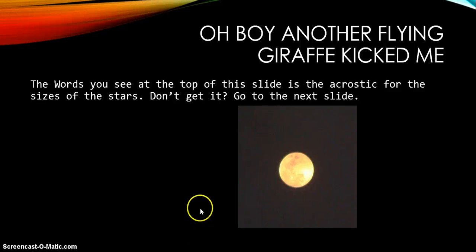Okay. Now I hope you're ready for part 2 of my space PowerPoint. We're going to start here because this is kind of a funny slide. Oh boy, another flying giraffe kicked me. The words you see at the top of the slide are the acrostic for the sizes of the stars. Don't get it? Go to the next slide. Then I have a picture of what we call an M star.